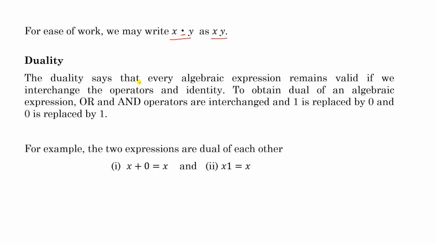Duality. The duality says that every algebraic expression remains valid if we interchange the operators and identity. To obtain the dual of an algebraic expression, OR and AND, these two operators are interchanged, and 1 is replaced by 0 and 0 is replaced by 1. Look at this example. If we try to find the dual of this expression, it means now we will change this plus into dot and 0 will be replaced by 1. So this second one is the dual of this first one.